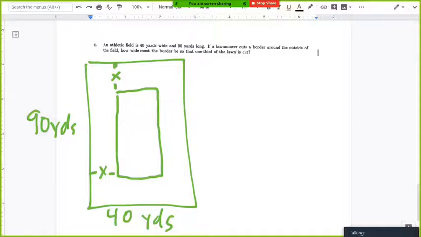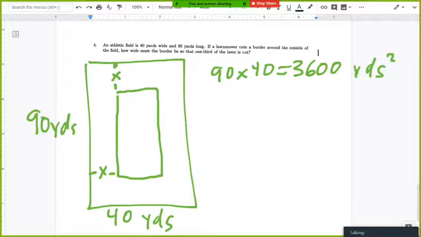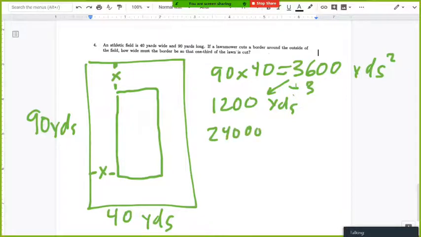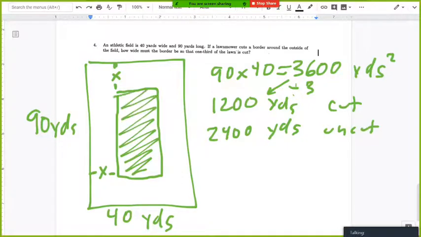Alright, so we want the area of that border to be 1/3 of the lawn. So the entire lawn has an area of 3,600 square yards. So if we divide that by 3, that means that 1,200 square yards are going to be cut, and then 2,400 yards is going to be uncut. So uncut, cut.